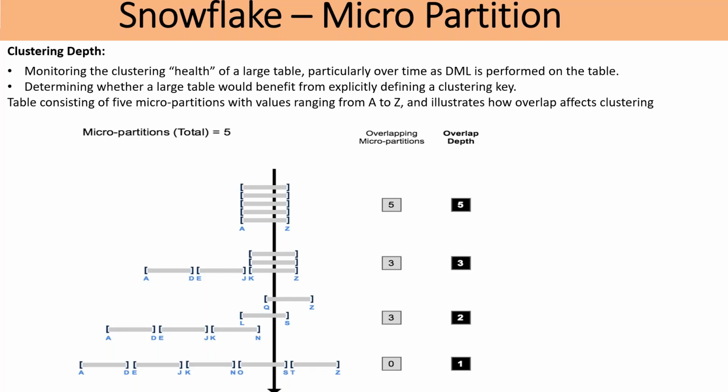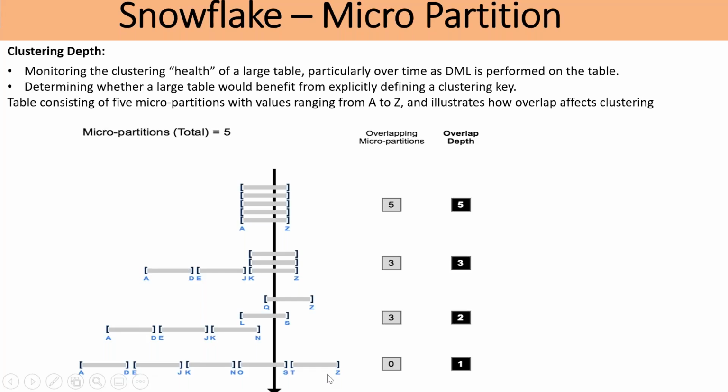Yes. So it has to scan only two. But how many overlappings are there? There are three partitions which have overlapping, because the data L is in K to N, and L to S. So there are some three overlapping. But depth means how many partitions it has to scan to get you the data. That is called clustering depth.